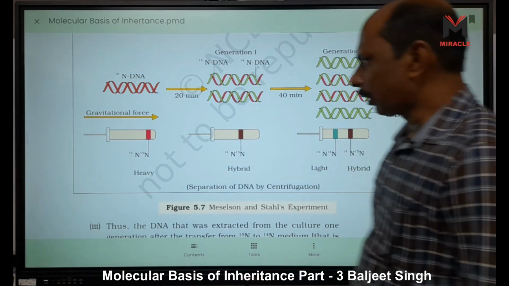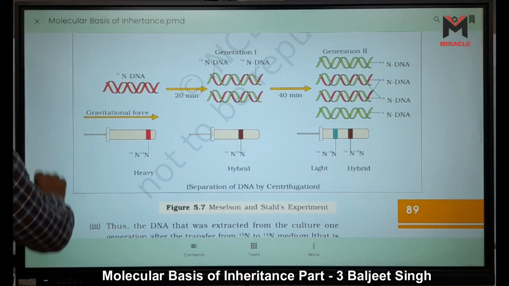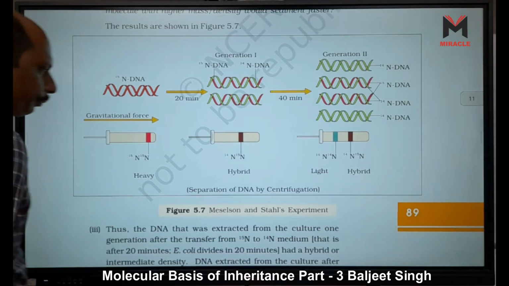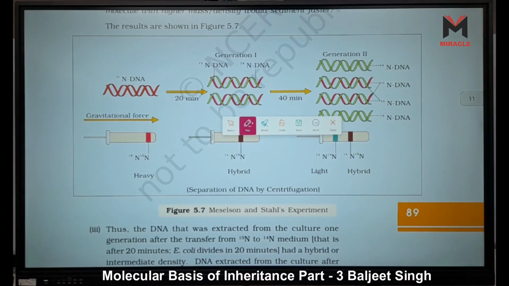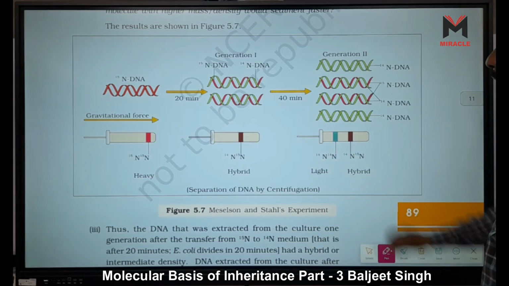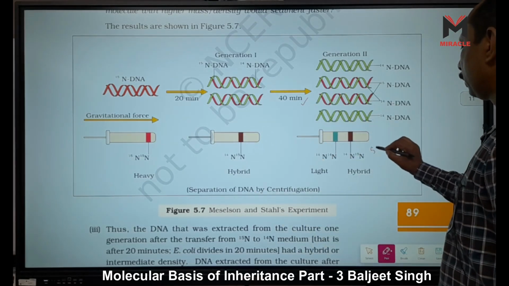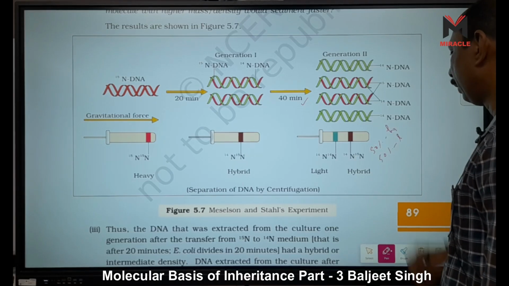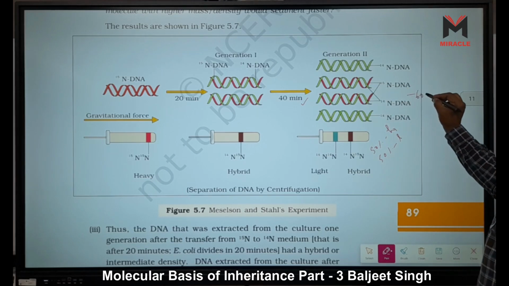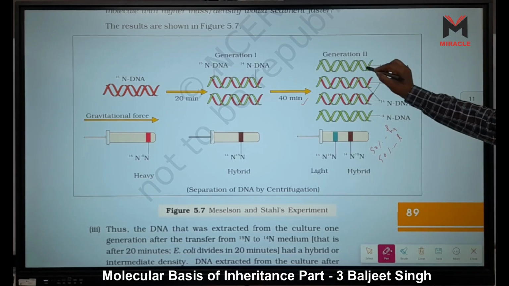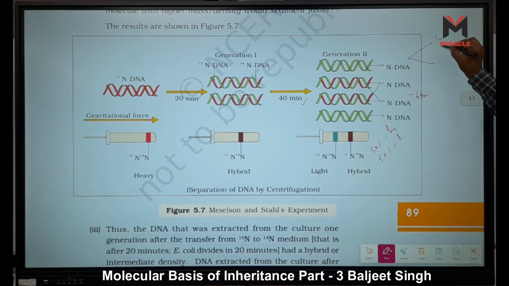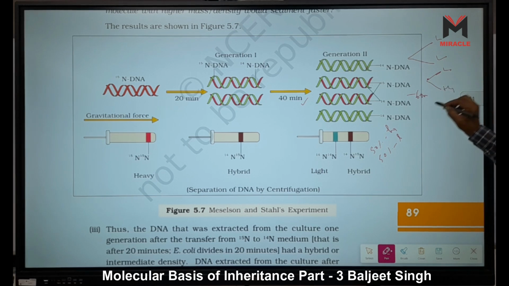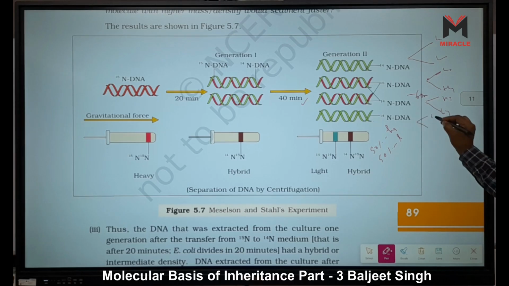Okay. Sometimes a different type of question will come. As for example, if it is given that at 40 minutes we have 50% hybrid and 50% light, then after 60 minutes what happens? It forms 2, but both are light. It forms 2, one is light and another one is hybrid. It forms 2, one is hybrid and the other light. This forms 2, both light.